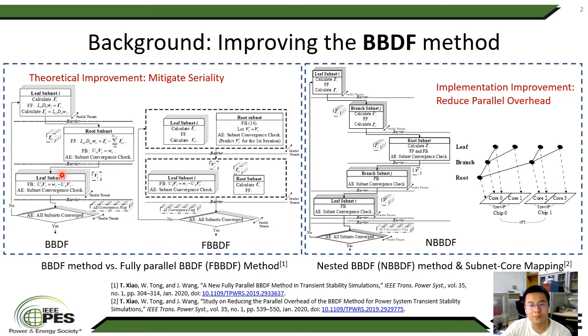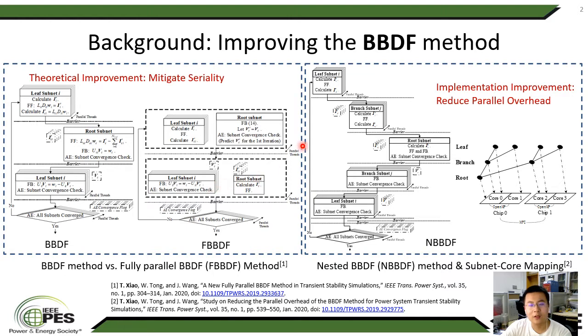For this issue, we proposed a fully parallel BBDF method, FBBDF method. In this method, we perform the forward substitution of leaves and backward substitution of the root at the same time. Then we perform the backward substitution of leaves and forward substitution of the root at the same time. By doing so, the solution of all subnets are parallelized. Detailed analysis can be found in reference 1.